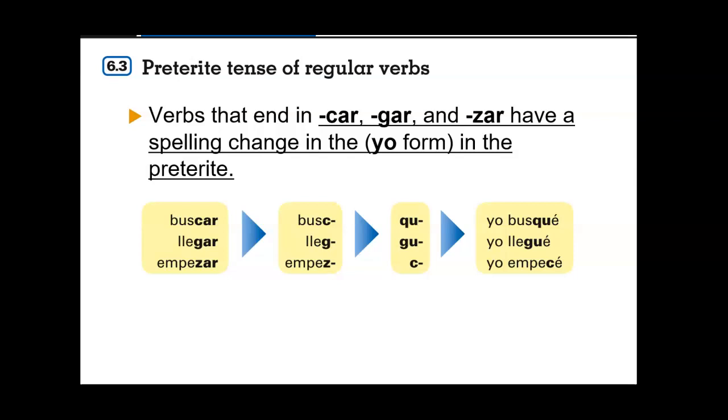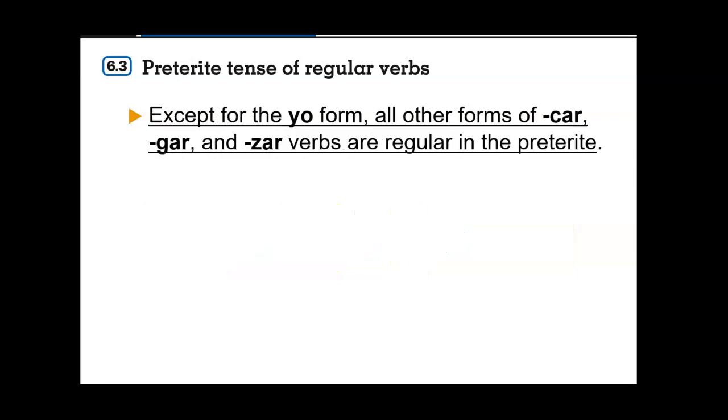All of these have a spelling change, but only in the yo form. All other forms stay the same. And there you see it. Except for the yo form, all other forms of car, gar, and zar are regular in the preterite.